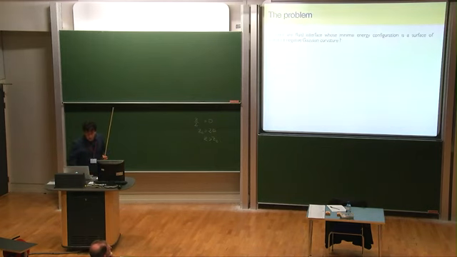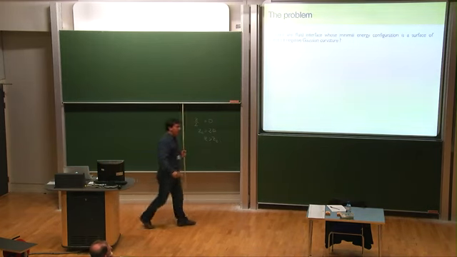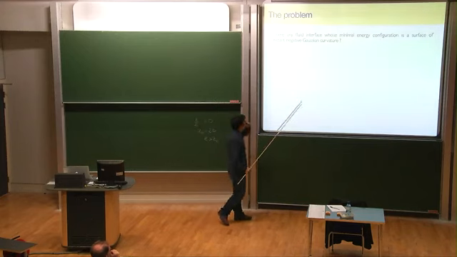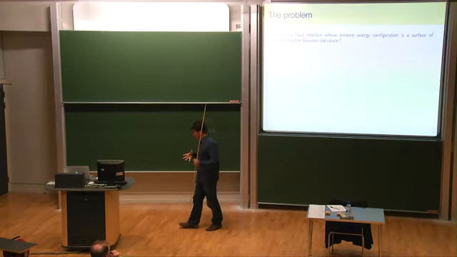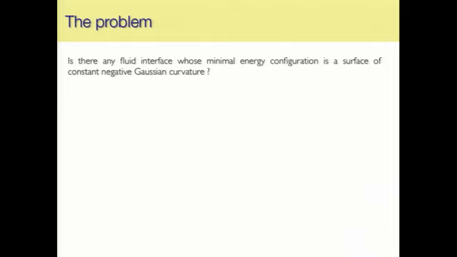All right, so this is the problem. Now let's go back to 2009. I had this month of time to kill, and so I asked myself, is it possible to make a fluid interface that spontaneously forms a surface of constant negative Gaussian curvature? And the answer is yes, and it's a liquid crystal. And this is why I'm here.